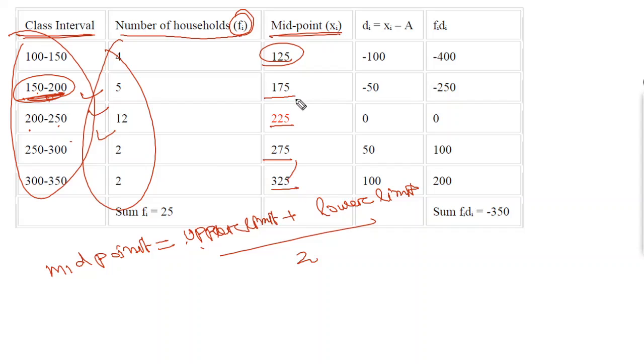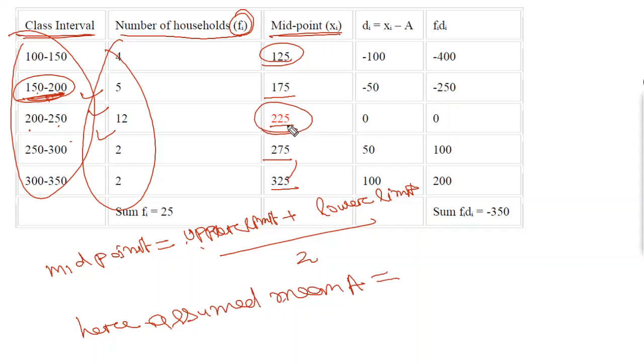Here you have to assume a mean, so you can write assumed mean A is equal to 225. Why 225? Because this is the middle observation, right? First, second, third, fourth, fifth observation here. So the third observation will be the middle observation.